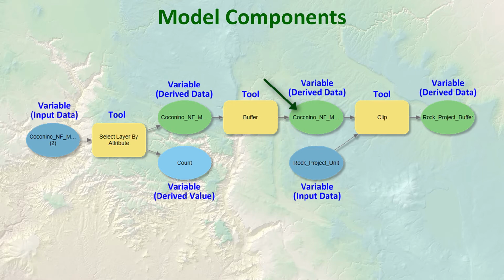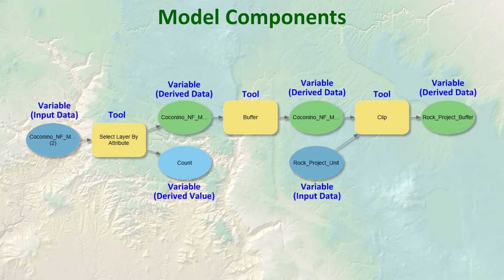Now we're going to clip the buffer, so the green oval serves as an input to the clip tool. Clip tool also needs to know what it's using as a clip boundary, so we give it the Rock Project Unit feature class in this dark blue oval. And once the clip tool finishes, it produces the final derived data set that is the clipped buffer.